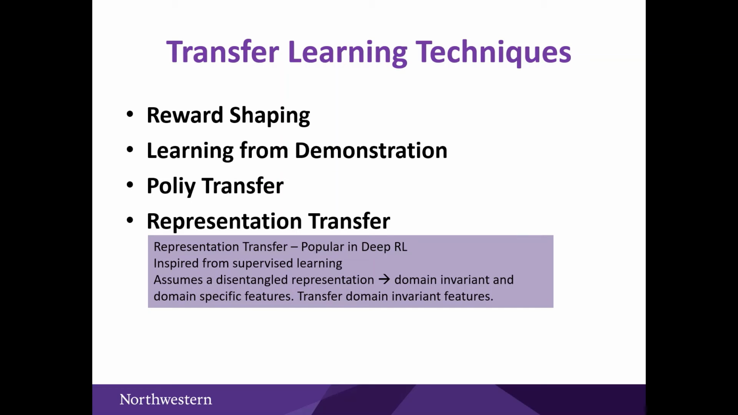The most common category of transfer is representation transfer, especially after the meteoric rise of deep neural networks and how they have found use in deep reinforcement learning as well. This is directly inspired from the supervised learning setting, and it assumes that there is a disentangled representation where we can have a domain invariant and a domain specific latent representation of the features. And with this transfer, we hope to transfer only the domain invariant features between the source and the target.